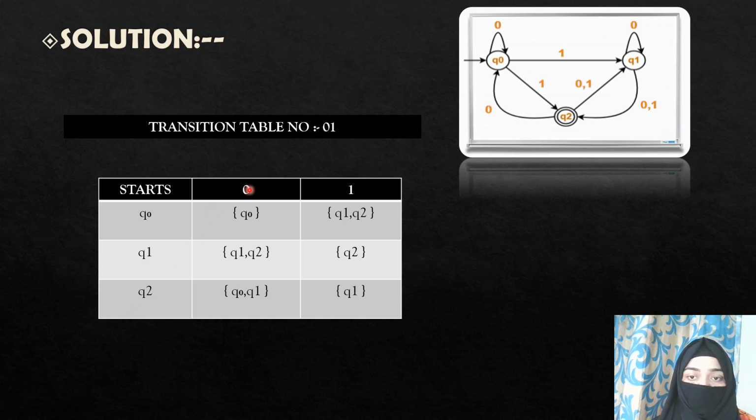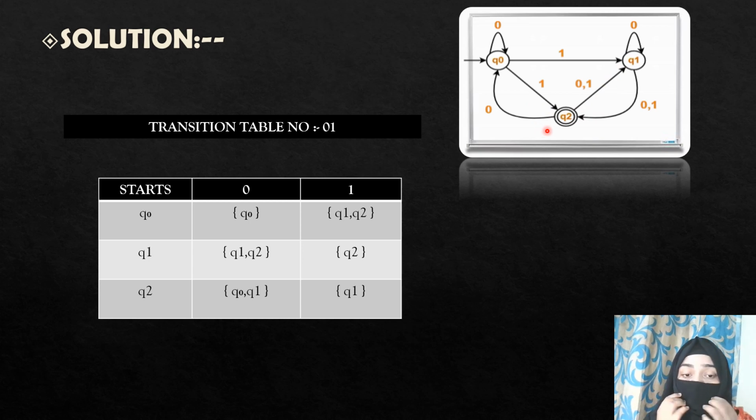Q2 with respect to the input 0 is moving to two different states, Q0 and Q1. In the same way I have written here. And Q2 with respect to 1 is moving to only one state, that is Q1. So we have written the first transition table, which should consist of the current states. What are the current states in the diagram? Those are Q0, Q1, Q2.